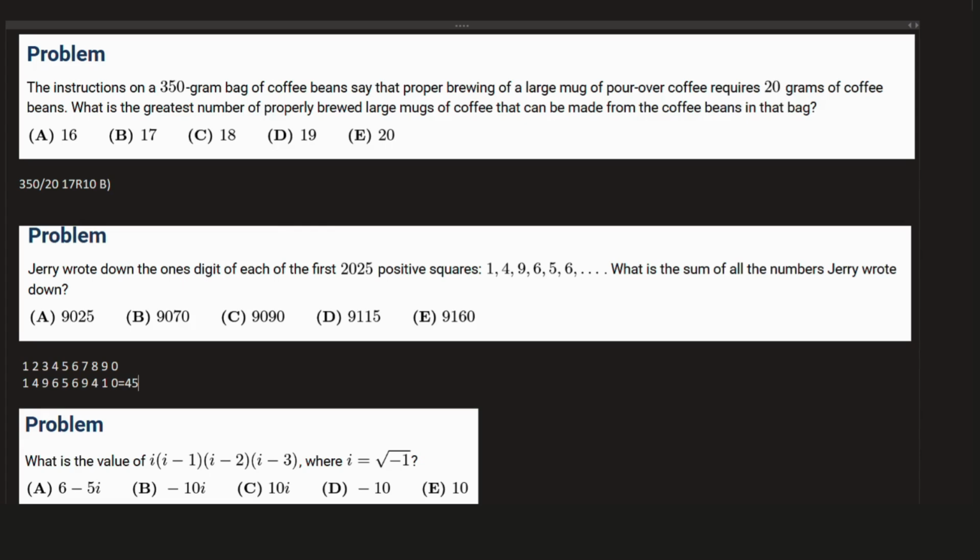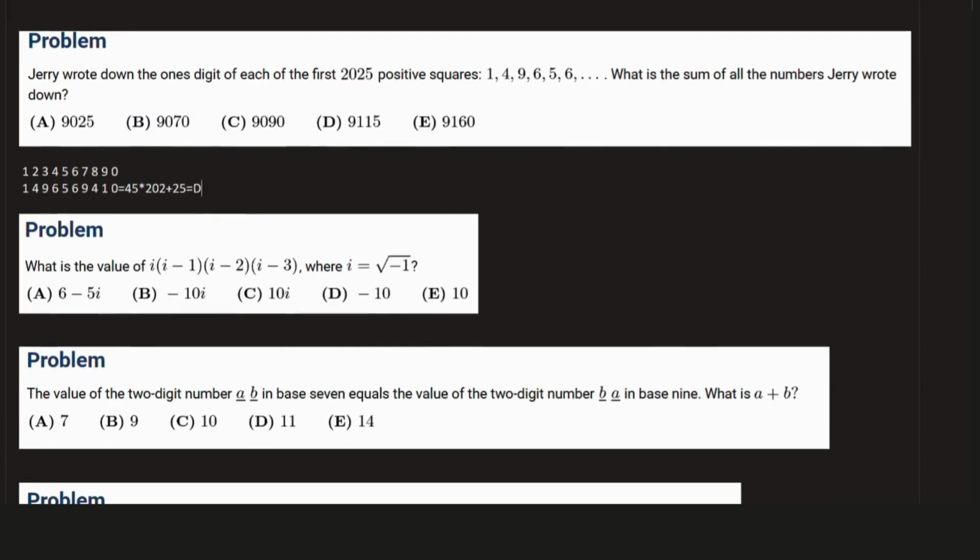And we know that 1 through 10 repeats 202 times, from 1 to 10, all the way up to 2011 to 2020. So we have 45 times 202. But we also have to think about the next 5 positive squares, which are going to be 2021, 2022, all the way through 2025. And these are going to be the same as the last digits of 1 through 5. So we just have to add up 1, 4, 9, 6, and 5. So that gives us 45 times 202 plus 25, which gives us D, 9115.